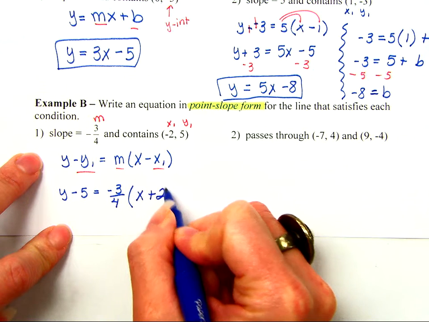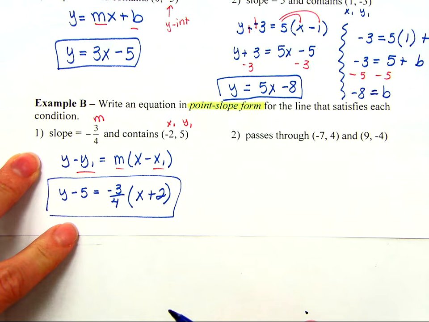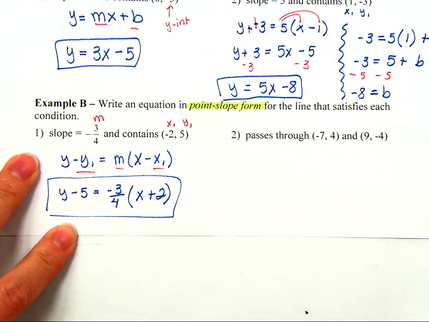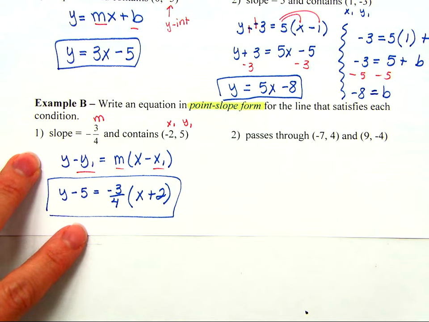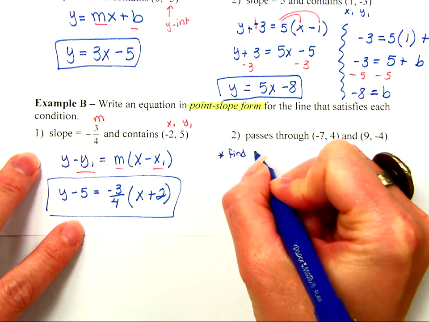I'm going to go ahead and simplify. This would be my final answer in point-slope form. I don't have to do any distributing or simplifying beyond that. But you'll notice in number 2, I actually have 2 points for my line, negative 7, 4 and 9, negative 4. What I don't have is the slope, right? So I need to go ahead and first find my slope.